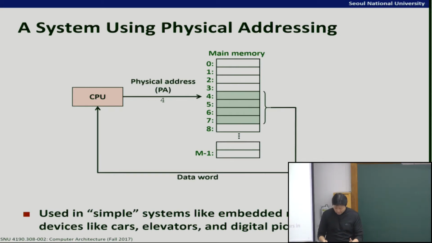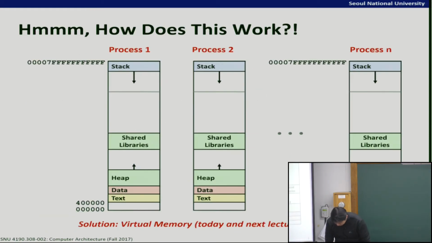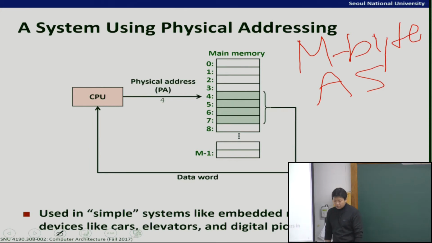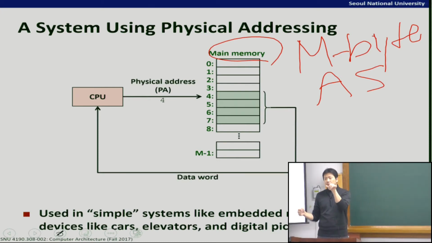Just because you have a main memory. Let's say your memory has M bytes. You have an M byte address space. Then you have M different locations you can access. So this is called a physical address space because there's a one-to-one correspondence between this address and the actual physical location in DRAM, right?